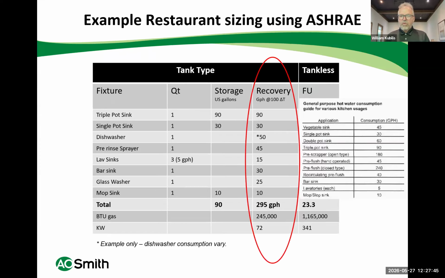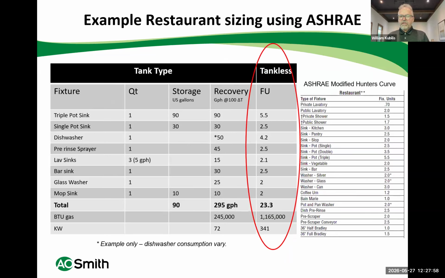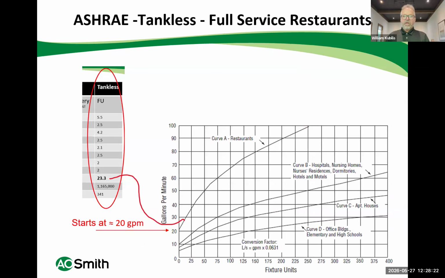So I'll move on here to where I got my numbers from. I just used the ASHRAE numbers for my recovery rate for all of my fixtures. Then for my fixture units, I use the ASHRAE modified Hunter's curve, which is a document. You can just Google ASHRAE modified Hunter's curve, and it will come up for you. They have assigned fixture units. So for restaurants, there's my list, and I came up with 23.3 fixture units.